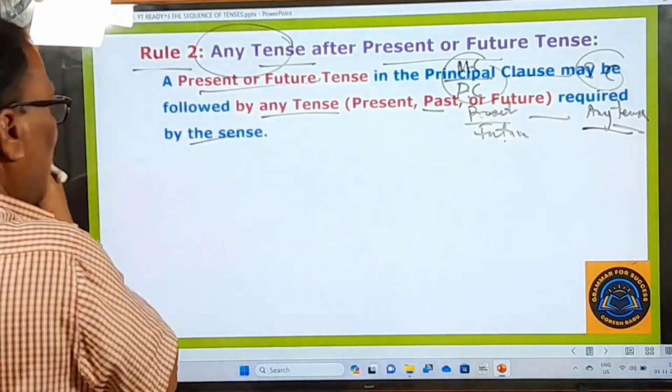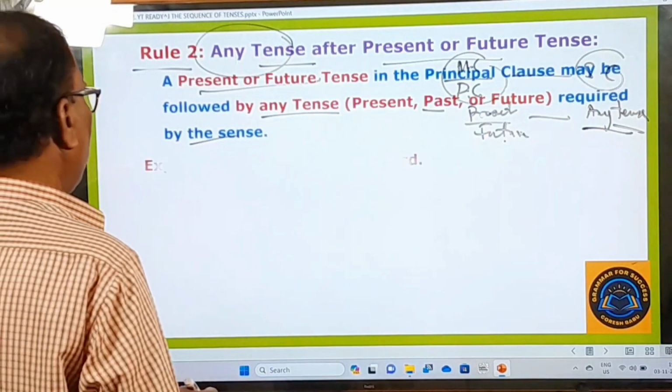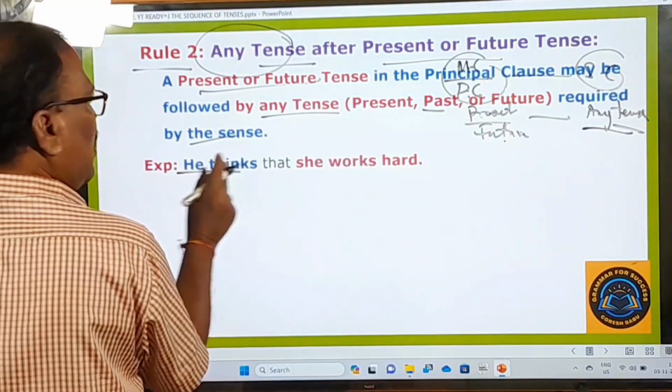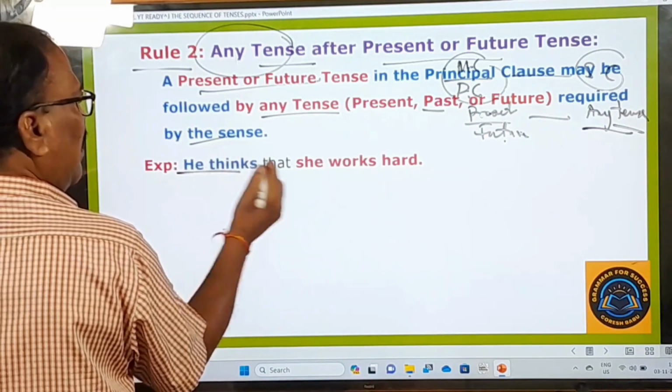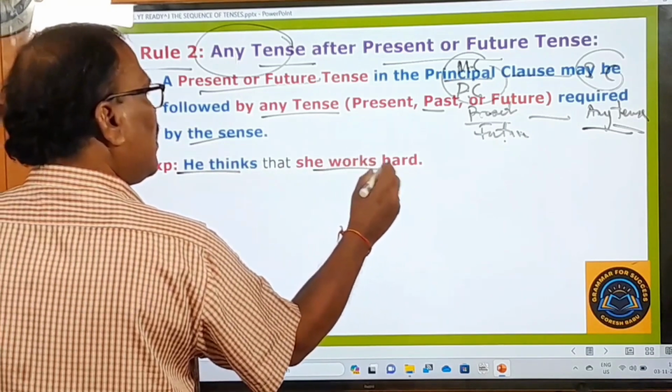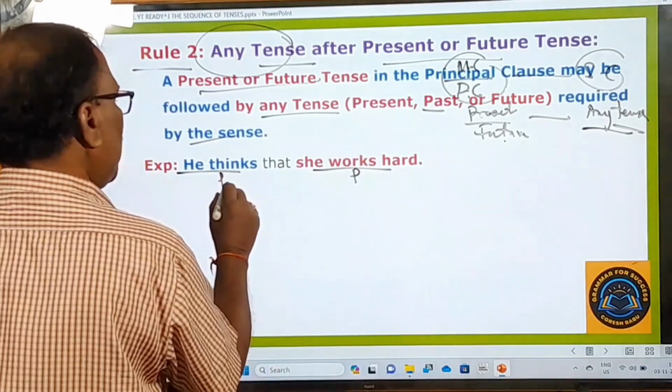Okay. Here I'll give you some examples to make you understand this rule. He thinks, this is present tense, that she works hard. This is again present tense. Present tense. Okay.